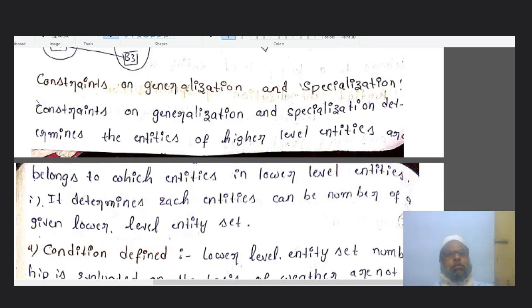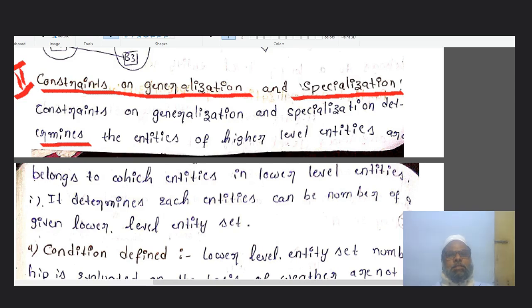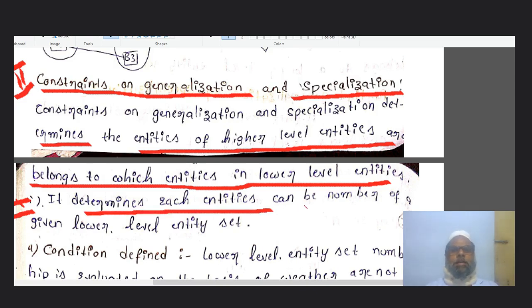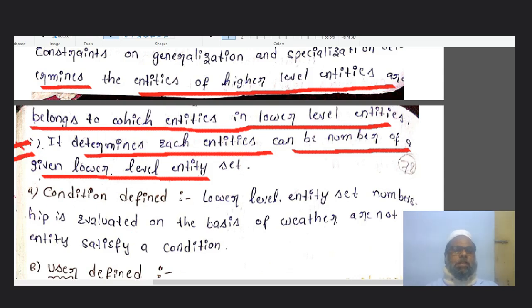Next we will discuss the constraints on generalization and specialization. The first case was cardinality ratio, and the second case is constraints on generalization and specialization. These constraints determine which entities of the higher level entity set belong to which lower level entity sets. They are classified into three types. This is type 1. In type 1, it determines whether each entity can be a member of a given lower level entity set. This is classified into two types.